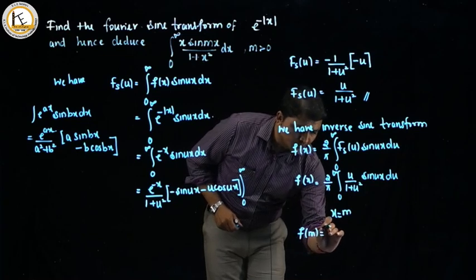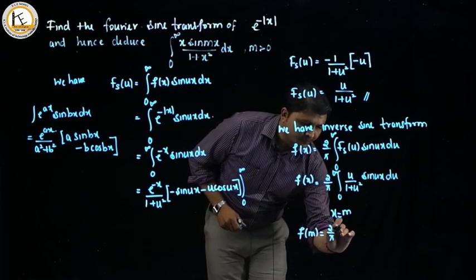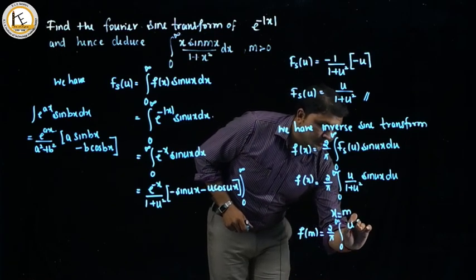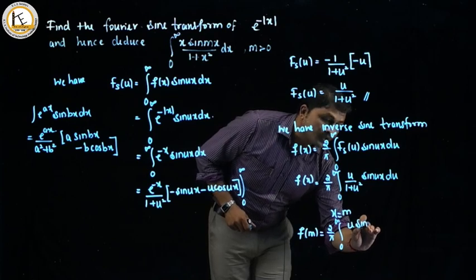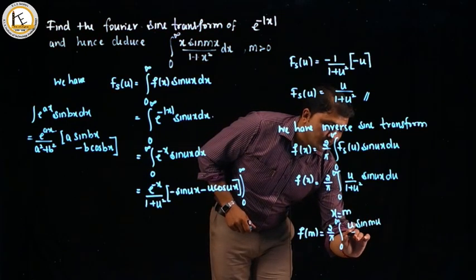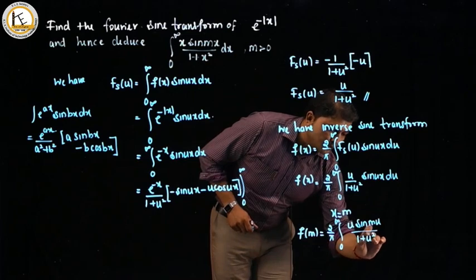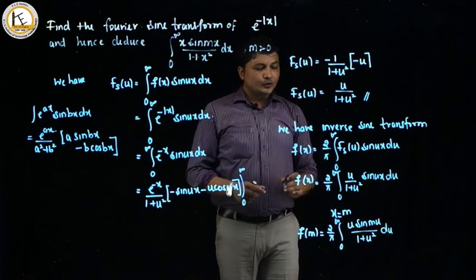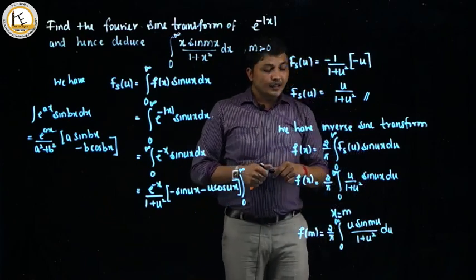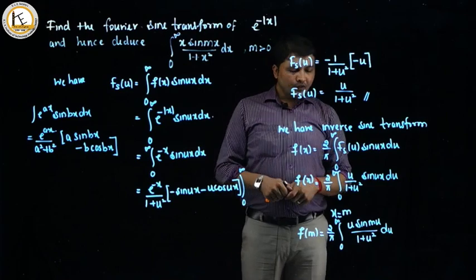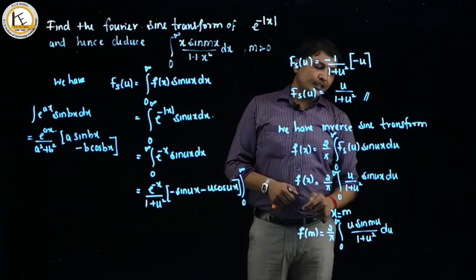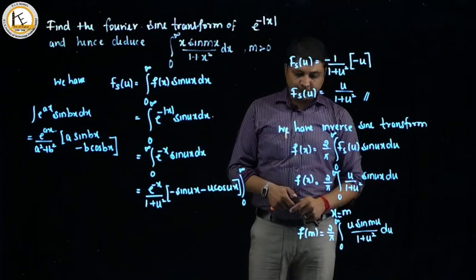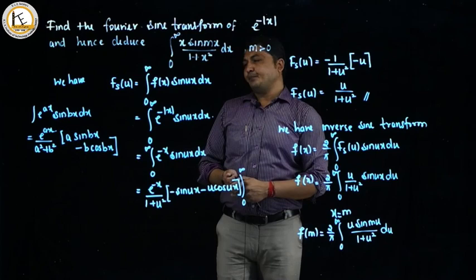is equal to 2 divided by pi, integral 0 to infinity u into sin of mu divided by 1 plus u square with respect to u. So we just replaced x as m. When we replace x as m, we got u sin mu divided by 1 plus u square with respect to u. And what is f of m here?